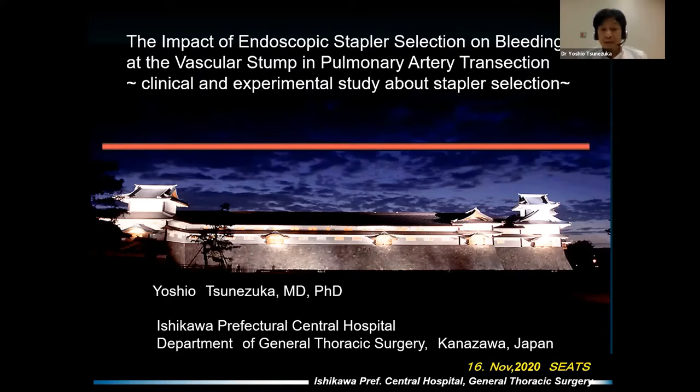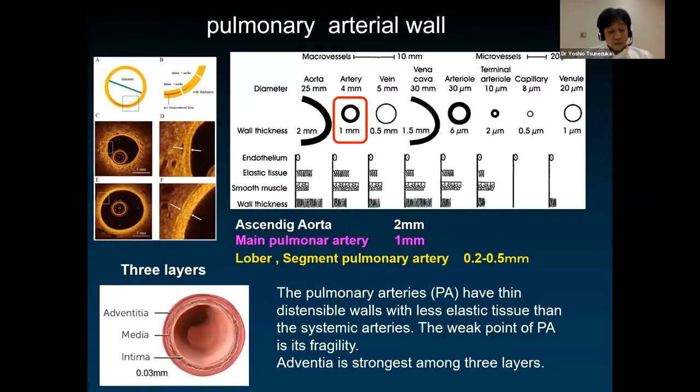My lecture title is the impact of endoscopic stapler selection on bleeding at the vascular stump in pulmonary artery transection: clinical and experimental study of stapler selection. What I want to talk about today is the anatomy of the pulmonary artery as a stapler object, and the efficiency of powered Atrial Flex 7 for the division of pulmonary arteries. This slide is the anatomy of the middle-sized artery, such as the pulmonary artery.